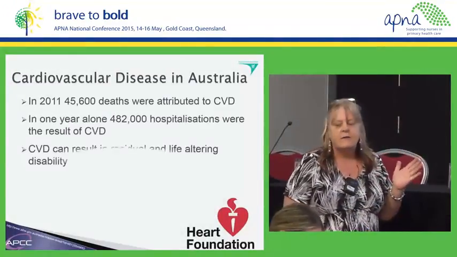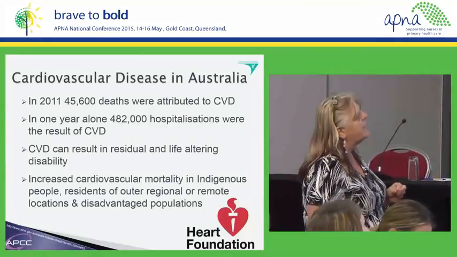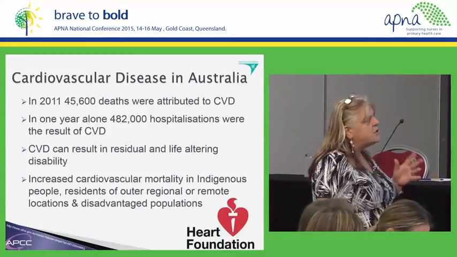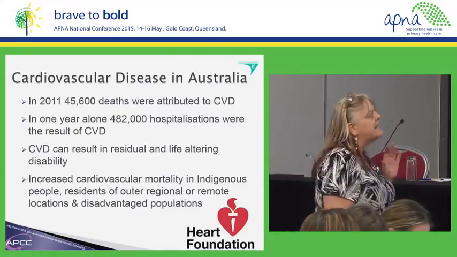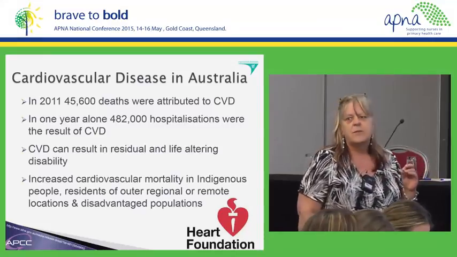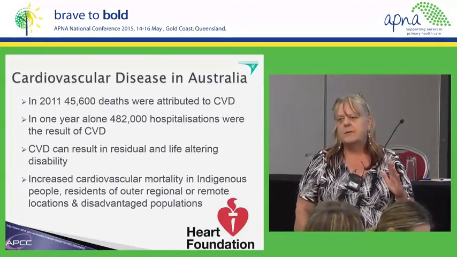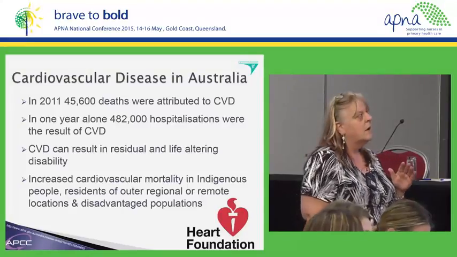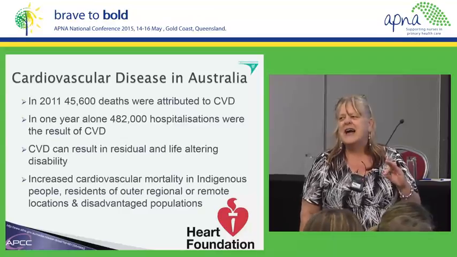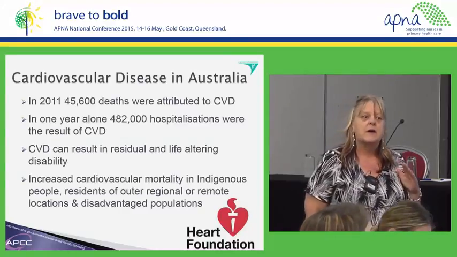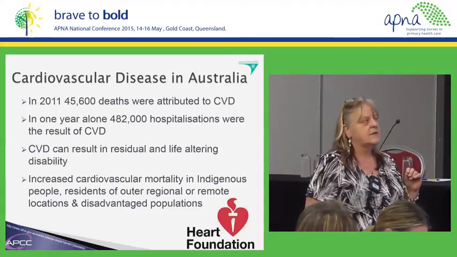So cardiovascular disease in Australia. This is really important that we get this context. In 2011, 45,500 deaths were attributed to cardiovascular disease. That's a lot of people in 1 year, isn't it? A lot of people. In 1 year alone, 482,000 hospitalisations were as a result of cardiovascular disease.